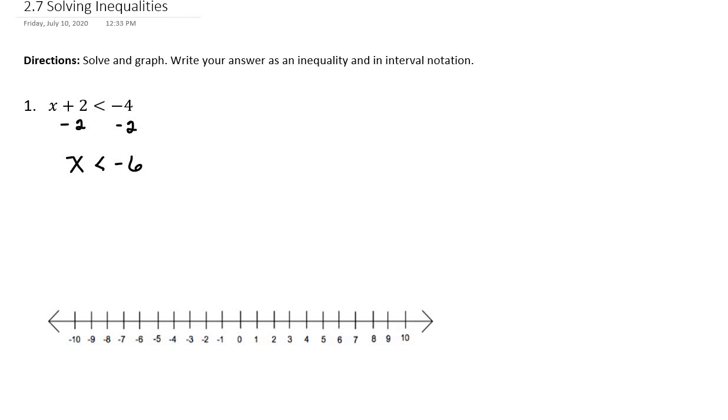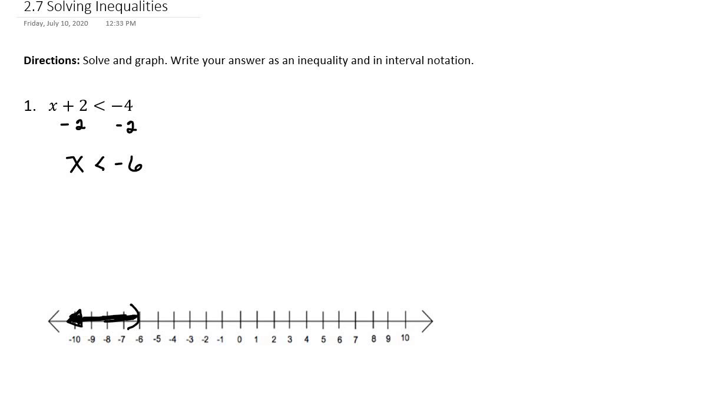So I've solved it. I've got my inequality, and I need to graph this. X is less than -6, which means I want to look at all of the numbers to the left of -6. Those are all of the numbers that are less than -6. So the only question is, what symbol goes here at the -6? Is it a parenthesis or is it a bracket? In this case, it's going to be a parenthesis because I cannot actually equal -6. There's no equal to sign under that inequality.